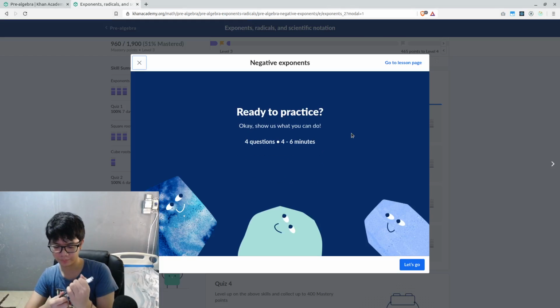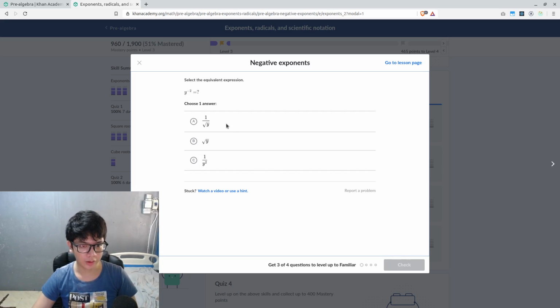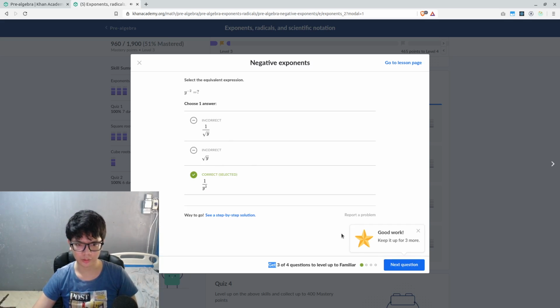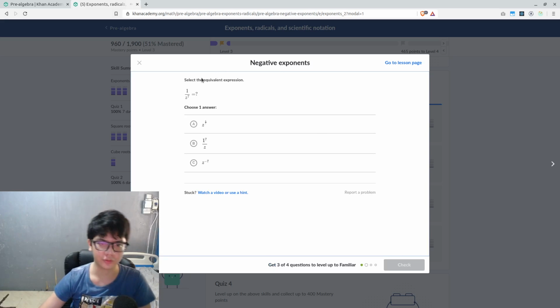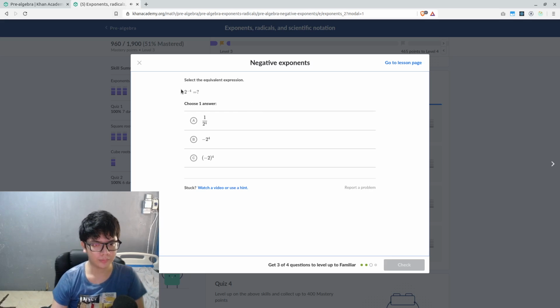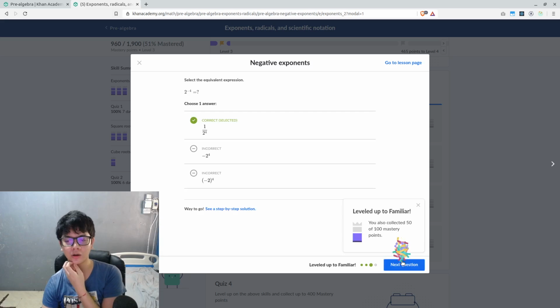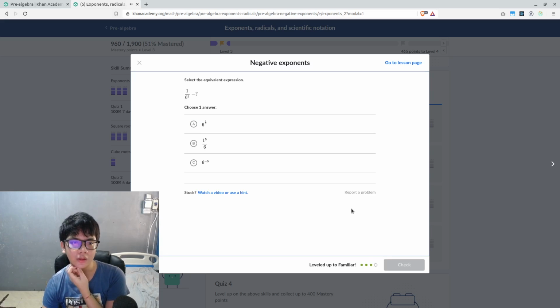Activities now. Equivalent expression. 1 over y positive 2. 7 z raised to negative 20. 1 over 2 raised to 4. So this is 6 to the negative 5th power.